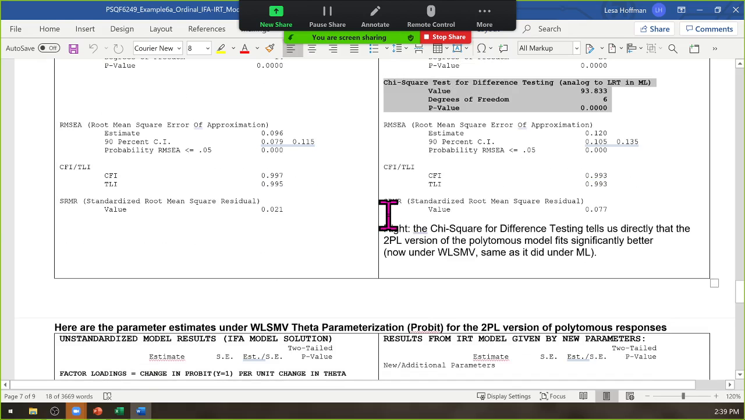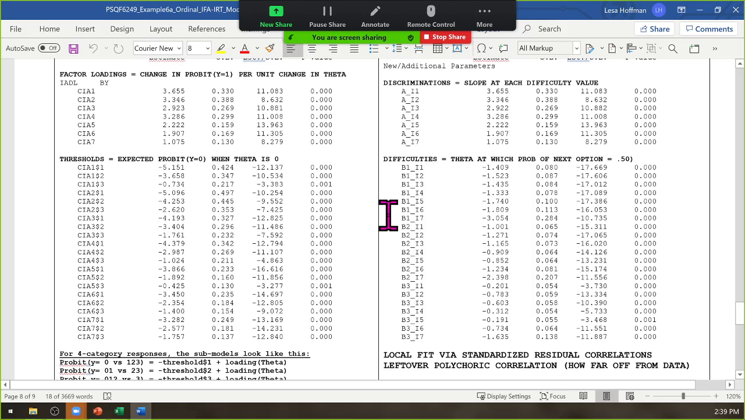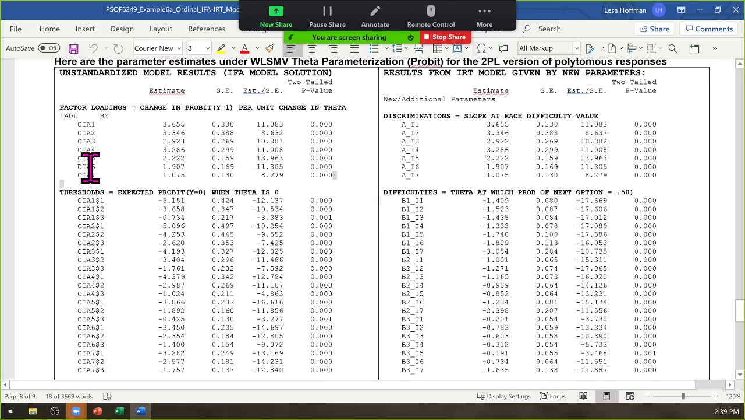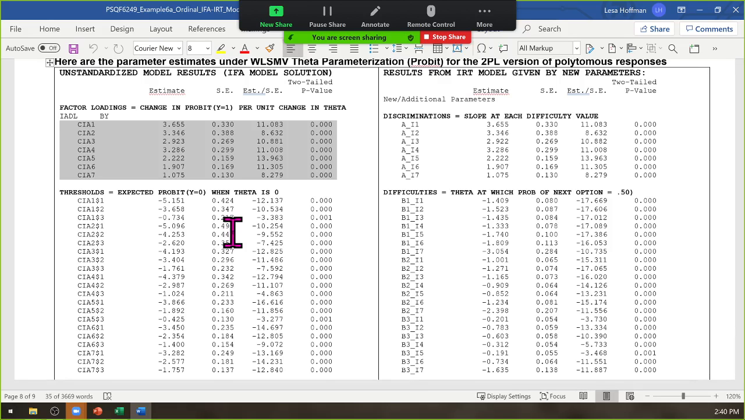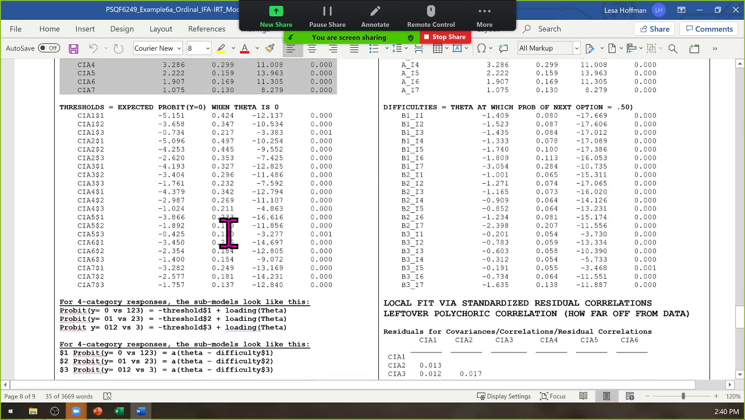And here are the parameters from that model. The loadings and everything else, they're in probits instead of logits. So that's why the numbers are different, in addition to differences concerning the missing data. So these are the expected z-scores that go with the probabilities for the area to the left under the curve. And here's some words.